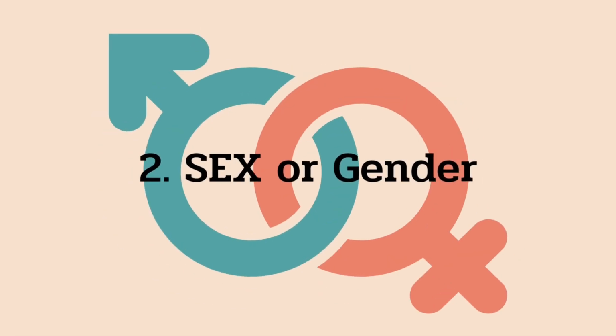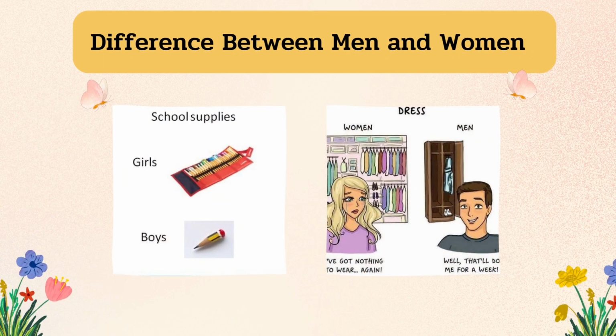Sex or gender. Sex refers to gender characteristics that are determined by physical or biological factors such as sex organs, chromosomes, hormones, anatomy. Gender refers to gender roles, behaviors, and attributes which society says people. Difference between men and women.